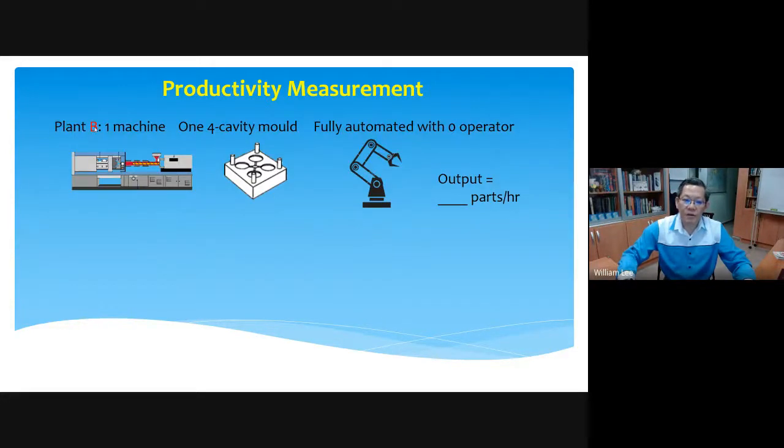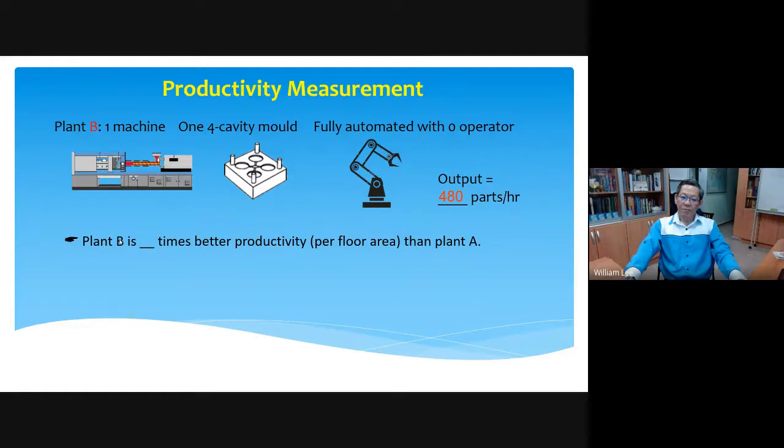Now I compare with another plant B here. Here I have 1 machine only, and I have a 4-cavity mold. 4 cavities here, you can see 1, 2, 3, 4. 4 cavities means that every one shot, 1 cycle, you can make 4 parts. And here I engage 0 operators because I use a fully automatic system with the help of the robot here. And let's say the output is still the same, but I'm only using 1 machine and no operator. So you can see that plant B compared with plant A has 4 times better productivity.